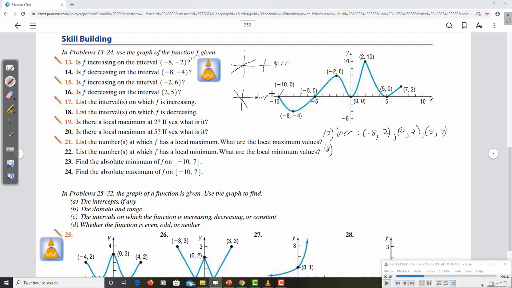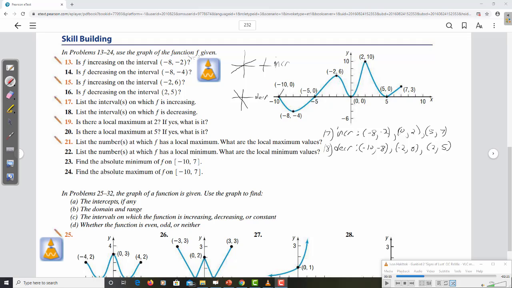Anyway, on 18, if we look at decreasing, as before, try it yourself. This is actually going to be pretty simple considering what we've already done in the first one here, because now if you look, where it's decreasing is in between all the places where it was increasing. So we have -10 to -8. We have -2 to 0. And we have 2 to 5.